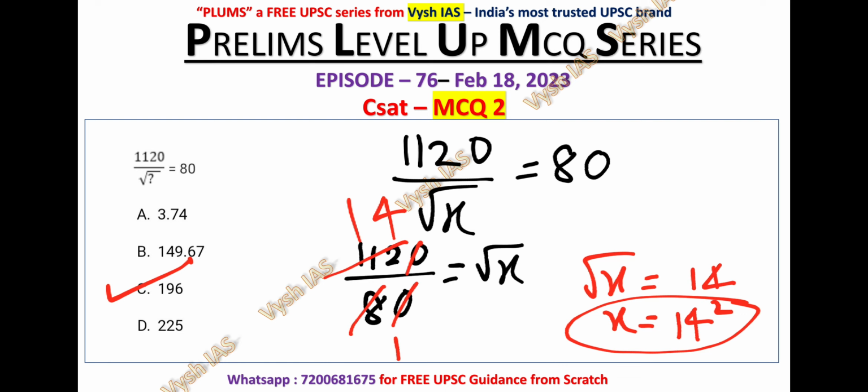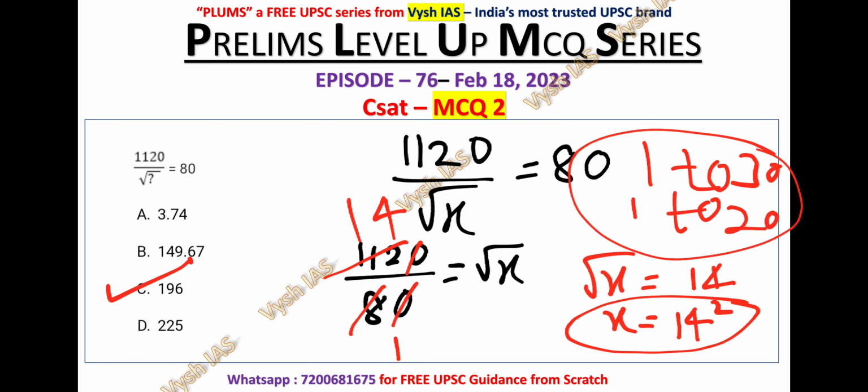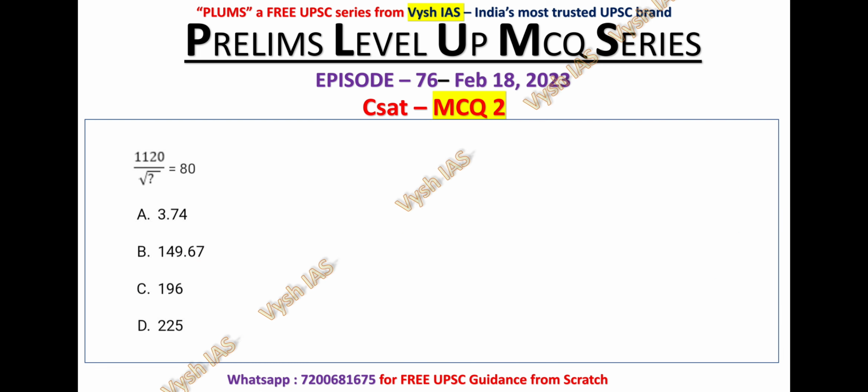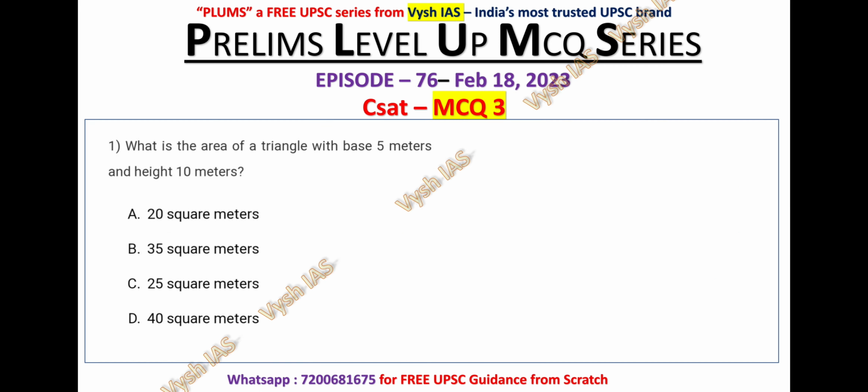You have to remember at least the squares from 1 to 30 and the cubes from 1 to 20. It will be very easy. Instead of multiplying, you can easily know 14 square is 196. So for question number 2, option C is the correct answer.